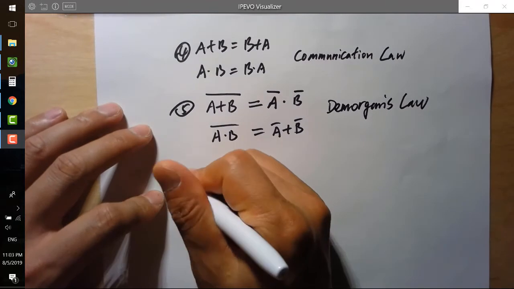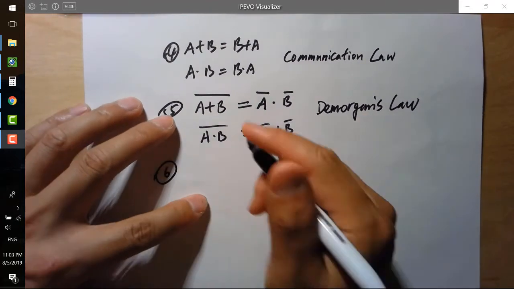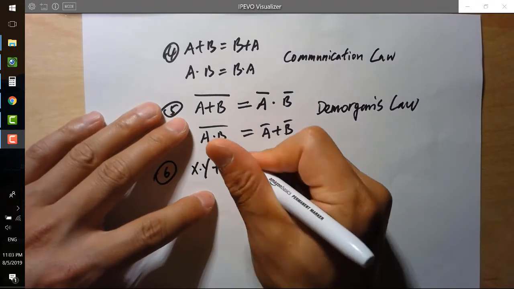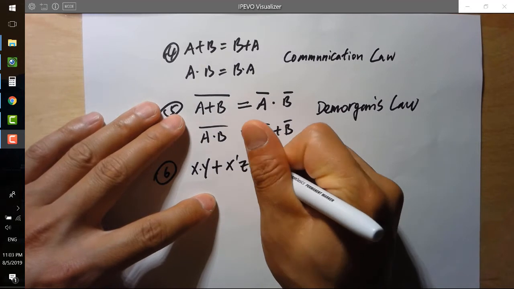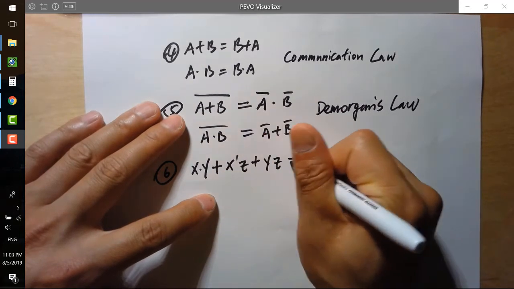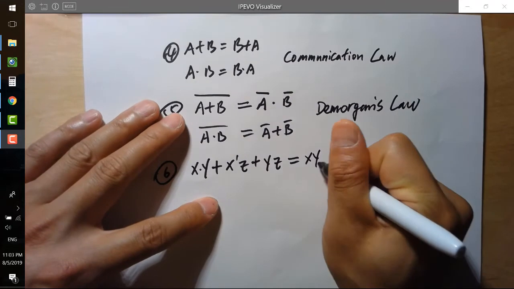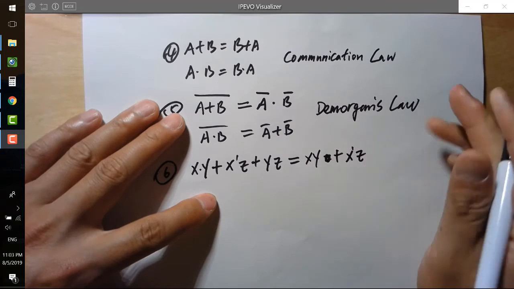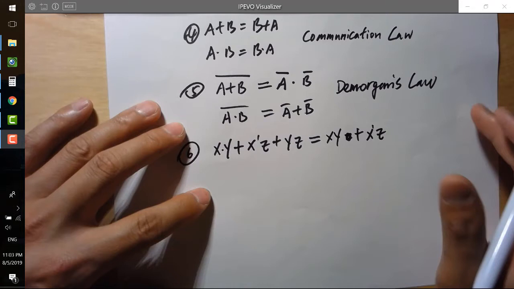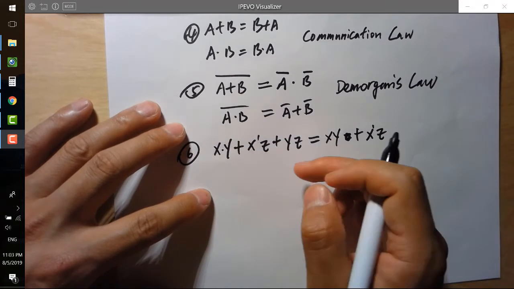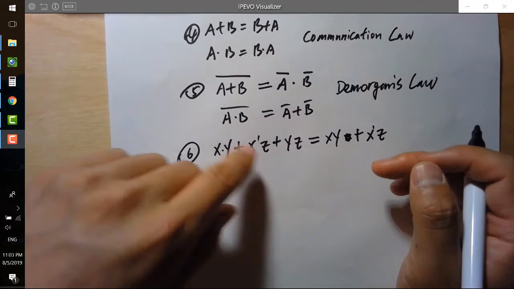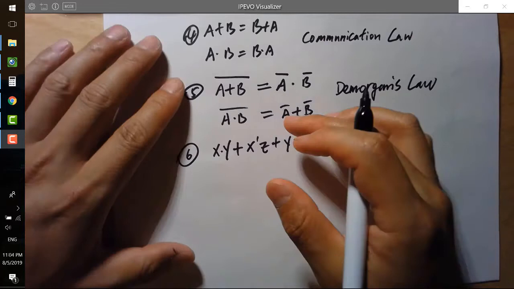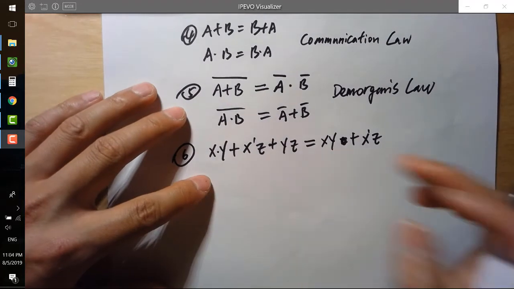Okay. Number six, xy plus x not z plus yz, the result is xy or x not z. So I have a prime here, it's the same as a bar on the top, just the same thing. I just want to give you all the examples, so you know in the future, if you see these in the problems, what they are. Okay, how to prove this?